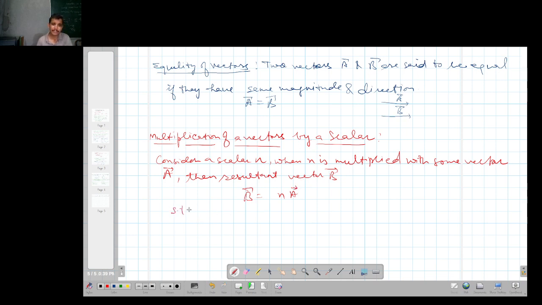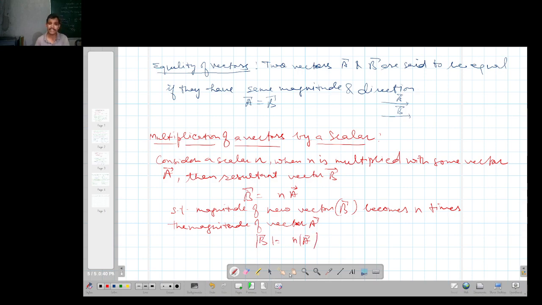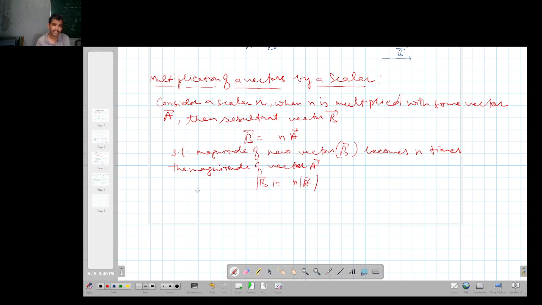such that the magnitude of the new vector, that is vector b, becomes n times the magnitude of vector A. That is, the magnitude of B will become n times the magnitude of A, and the direction will remain the same, that is the direction of B will be the same as that of A.